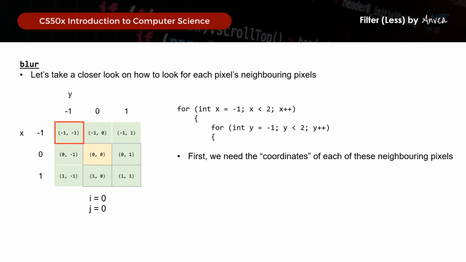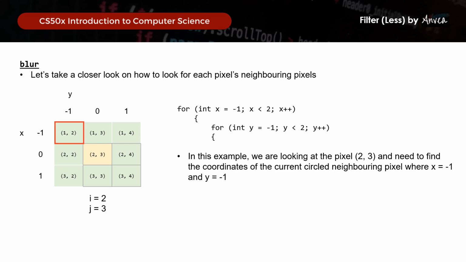So in this example where we're looking at a pixel where i equals 0 and j equals 0, you can see that the coordinates of the highlighted pixel here is -1 and -1. In another example where we're looking at a pixel where i equals 2 and j equals 3, the relative position of the circled pixel occurs when x equals -1 and y equals -1 from the original pixel.